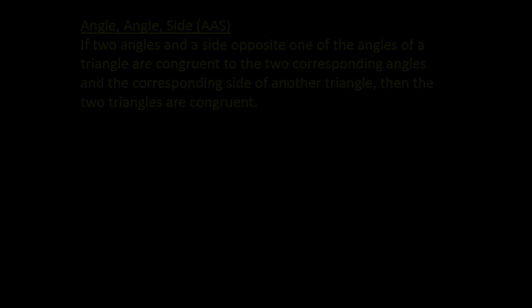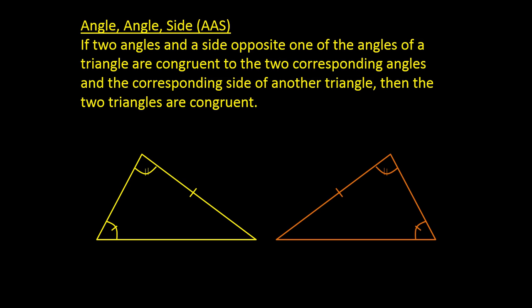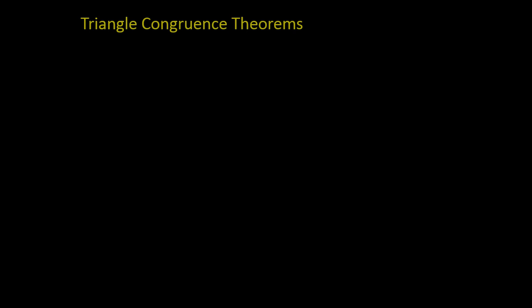So now let's look at one more triangle congruence theorem, which is called angle-angle-side. This theorem says that if two angles and a side opposite one of those angles of one triangle are congruent to the two corresponding angles and the corresponding side of another triangle, then the two triangles will be congruent. Now that's four triangle congruence theorems we've talked about: side-side-side, side-angle-side, angle-side-angle, and now we have angle-angle-side. We can use any of these theorems to prove that two triangles are congruent.